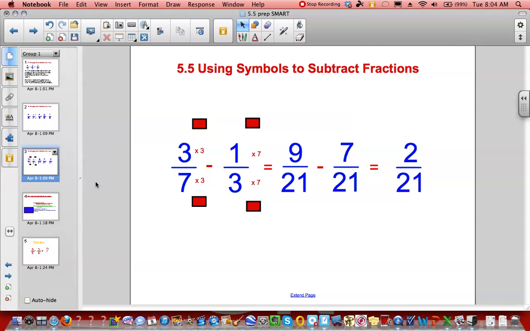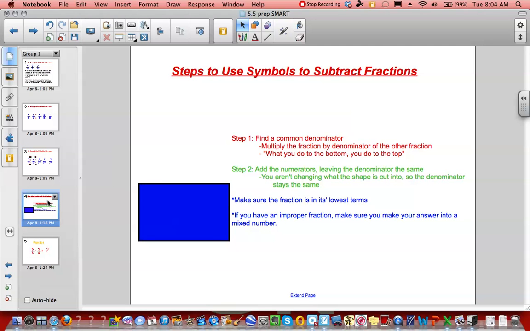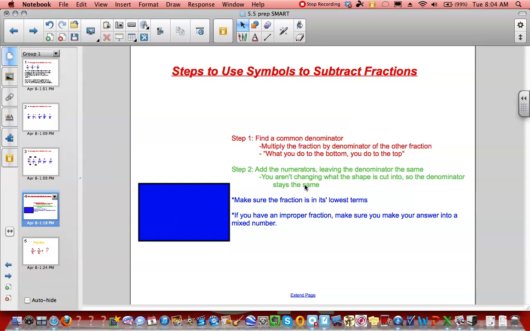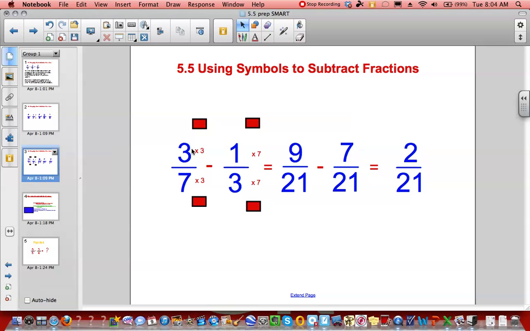So, steps to using symbols to subtract fractions. The first one is to find a common denominator. You can multiply the fraction by the denominator of the other fraction, like we did here. 3 over 7 minus 1 over 3, we multiplied the opposing fraction by the other denominator. What you do to the bottom, you have to do to the top. So if you multiply the bottom by 3, you have to multiply the top by 3, and vice versa for the other side.